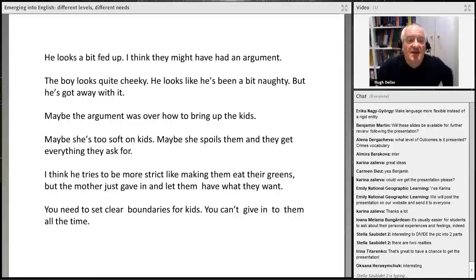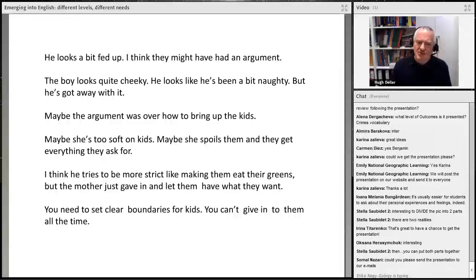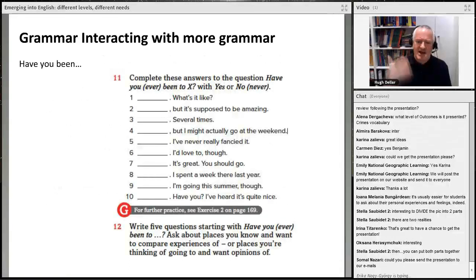So you might get things like, he looks a bit fed up. They might have had an argument. The boy looks like he's been a bit naughty. Maybe the argument was over how to bring up the kids. Maybe she's too soft on the kids. You need to set clear boundaries for kids. You can't give in to them all the time.